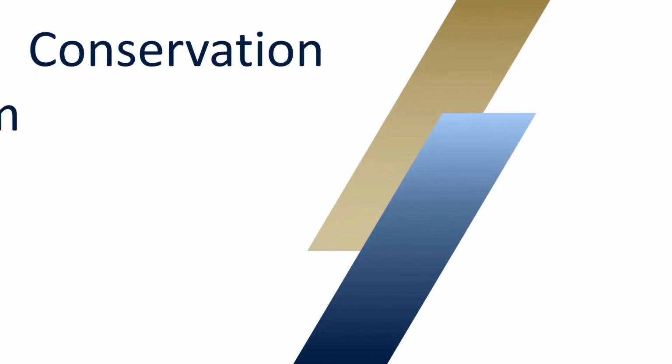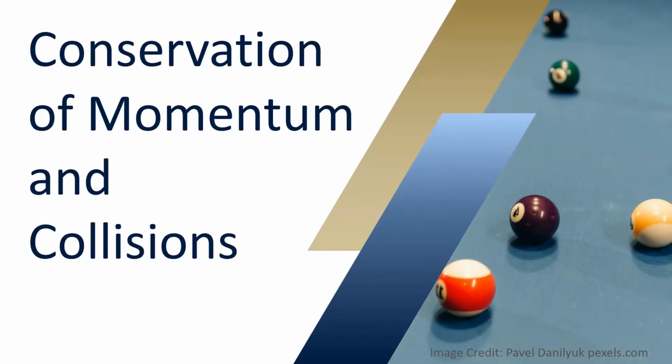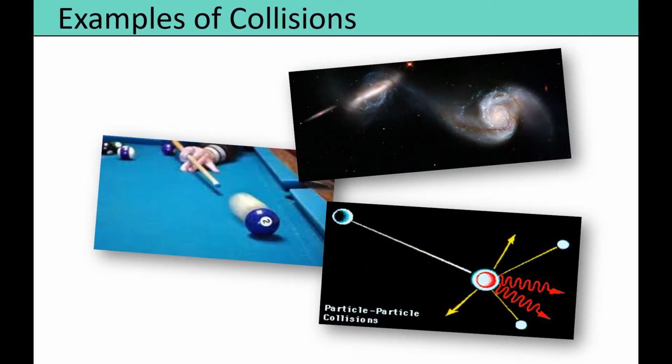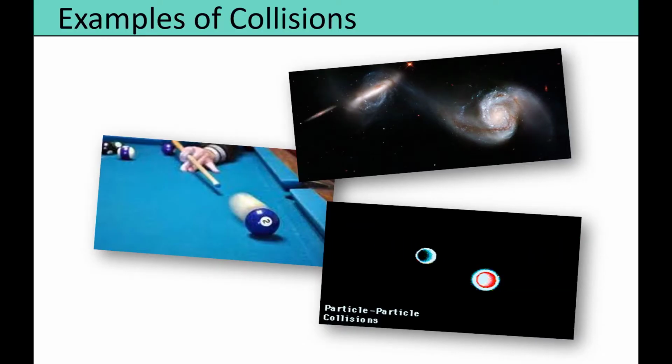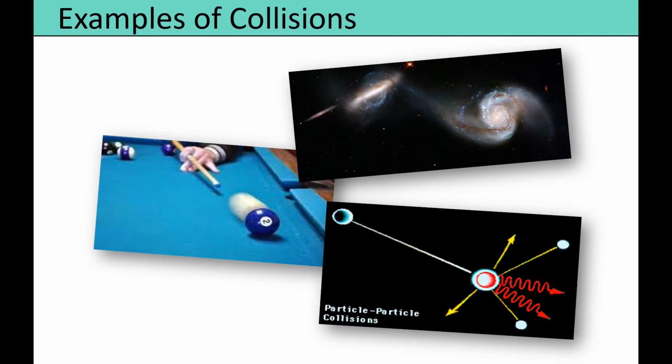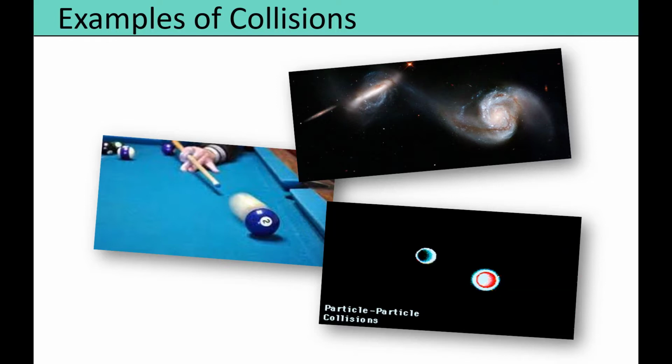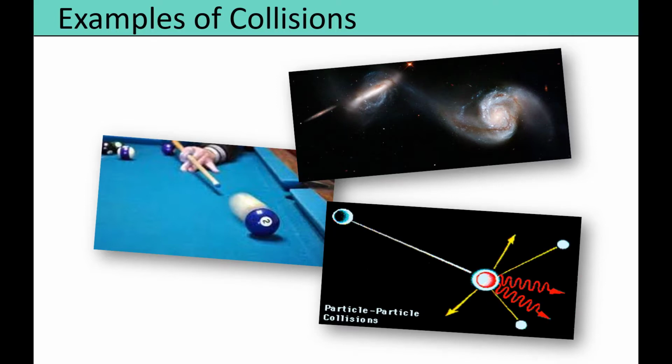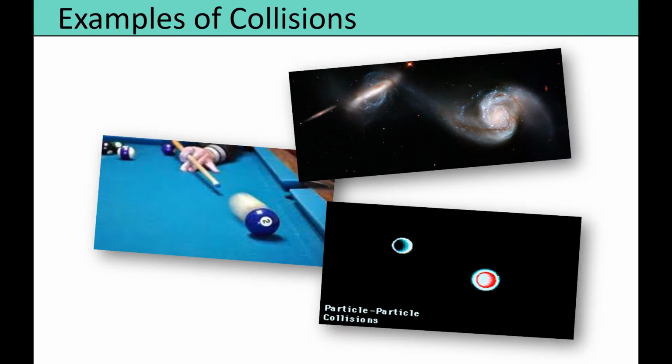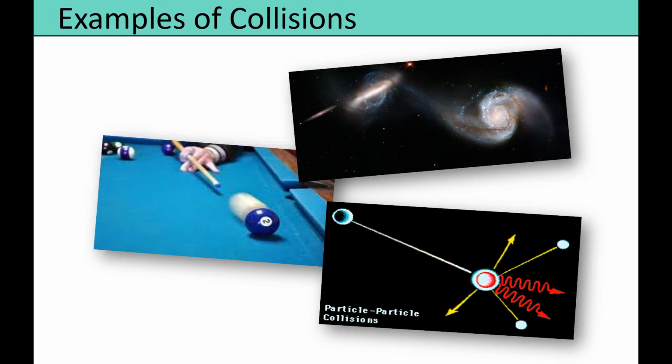Hello class, let's analyze now the case of collisions. Some examples of collisions are the collisions between two billiard balls, the collisions of galaxies, and the collisions between atomic particles. So you can see collisions happen at all size scales in the universe.